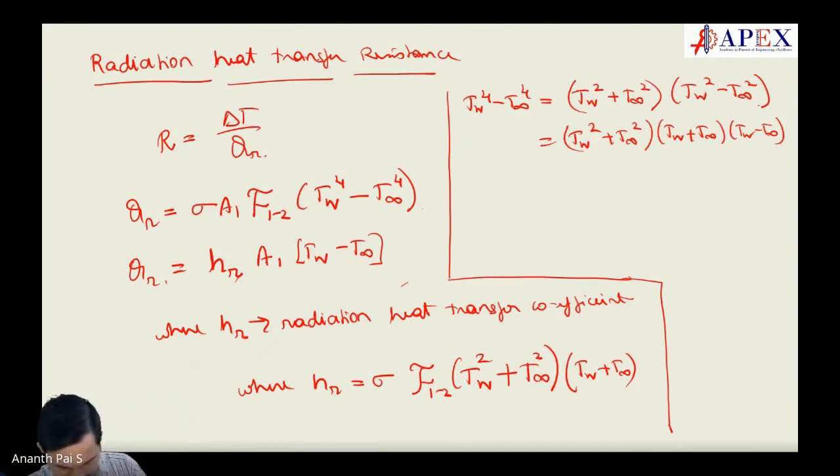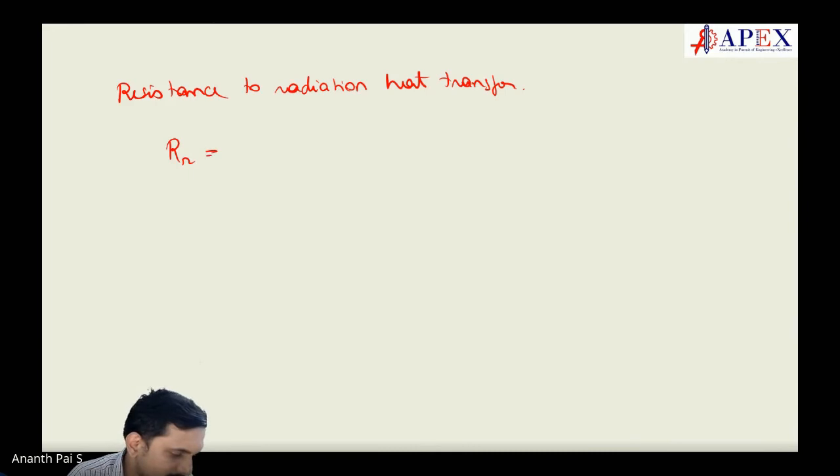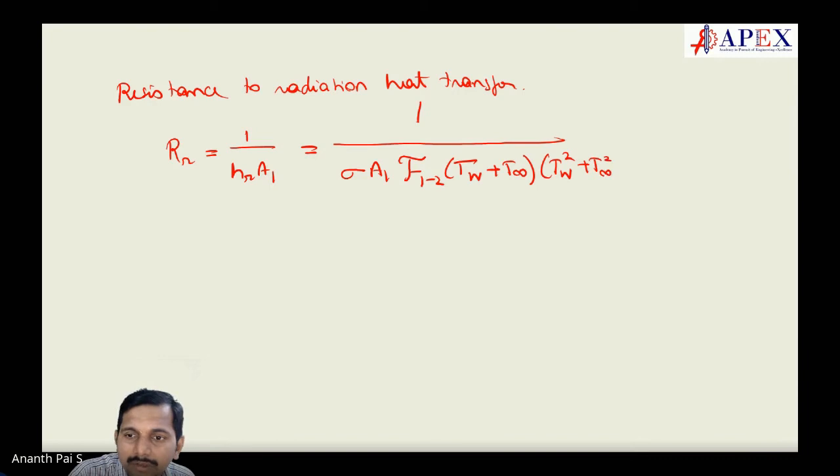Sorry. Next. Now, radiation, resistance to radiation heat transfer. RR is given as 1 by HR into A1. Which is given as 1 by sigma A1 gray body radiation F12 into TW plus T infinity into TW square plus T infinity square, where TW is the wall temperature. Make sense?